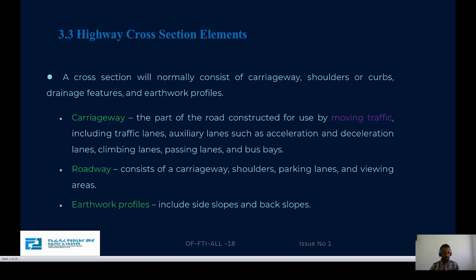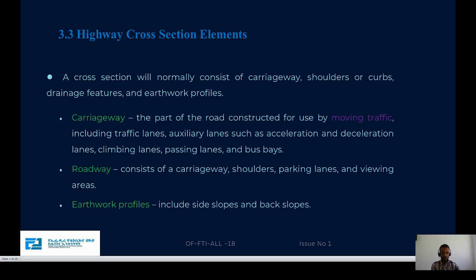So the first is the carriageway. A carriageway is the part of the road construction used for the movement of vehicles or traffic. This includes traffic lanes and auxiliary lanes, additionally for heavy vehicles, such as acceleration and deceleration lanes, climbing lanes, passing lanes, and bus bays, which are part of a carriageway. And also a roadway consists of carriageway plus shoulder plus parking lanes.